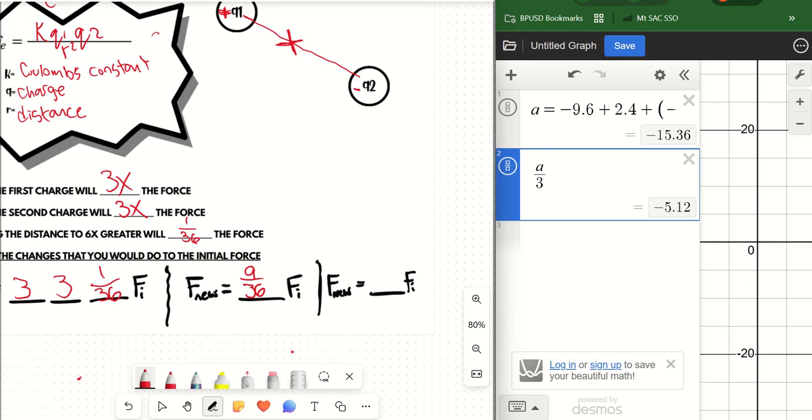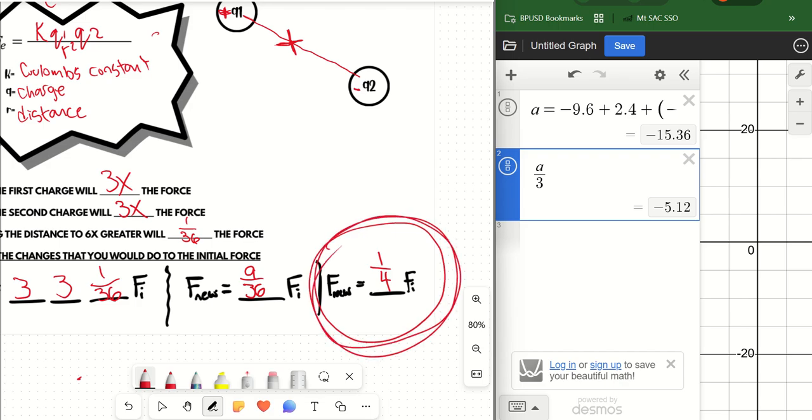Okay, now I want to simplify. So this is going to be 1/4. 9 goes into 36 4 times, so 9 goes into 9 once, 9 goes into 36 4 times. This would be my answer. So my new force based on these changes is going to be 1/4 of my original force. And those are some example problems that you're going to see when you are dealing with this unit.